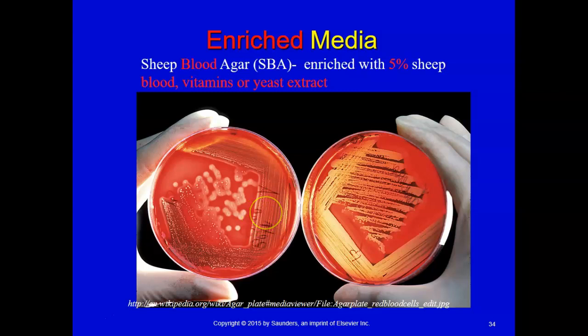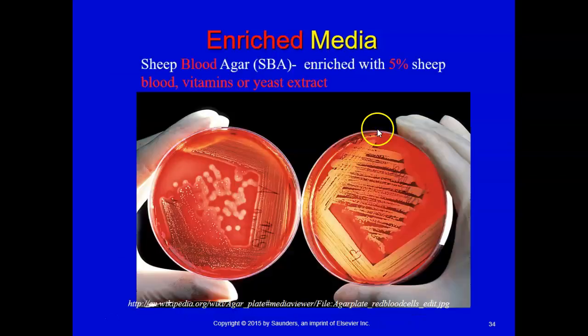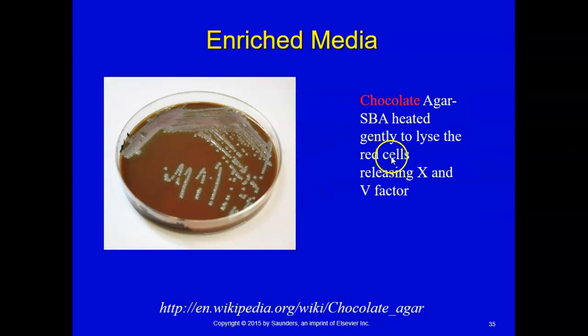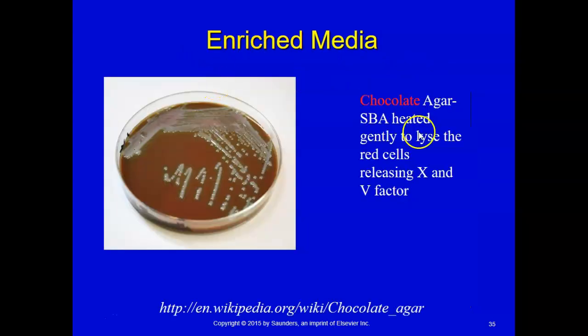It's just so interesting. Okay, also this is another picture of enriched media, chocolate. Chocolate agar is made from this sheep blood agar, but it's heated gently to lyse red cells, releasing X and V factor. Those are also called hemin and NAD, and we're going to get into that later on. You don't have to write that down now, but just know that chocolate agar and sheep blood agar are enriched media because they are enriched with blood. And we're going to learn later on that chocolate agar also has some antibiotics in it.